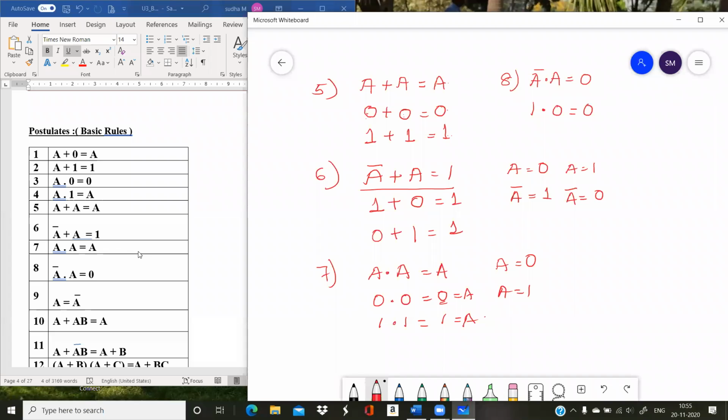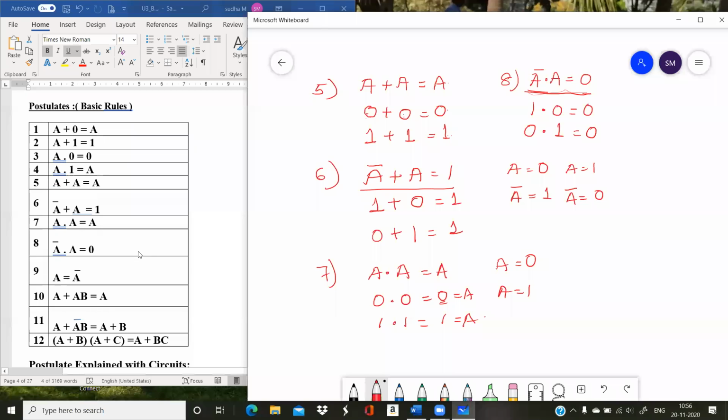When A is equal to 1, A complement will be 0. This is the second case. So 0 dot 1 is also equal to 0. Therefore, always A complement A is equal to 0. Remember this. Okay. Next.